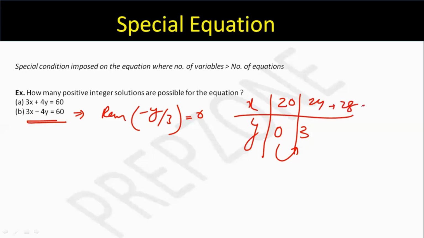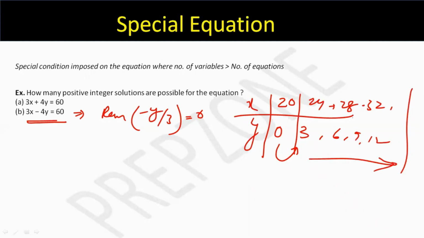Then 28, 32, 36, and this will be 3, 6, 9, 12. So you can see there are infinite solutions. There is no upper bound, right? Because there is no upper bound, there will be infinite solutions. Now, what you need to do next time you see such a question, there's a minus sign, which means एक value बढ़ेगी तो दूसरी भी बढ़ेगी, right? Which means if you're able to find the first solution, there'll be infinite solutions, because you can always increase both the variables.